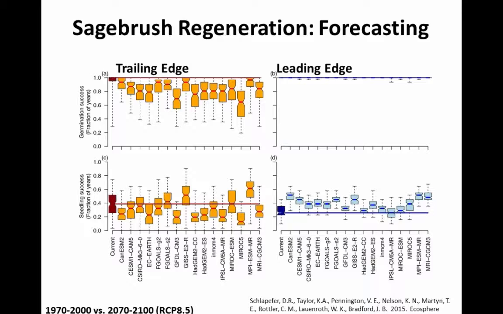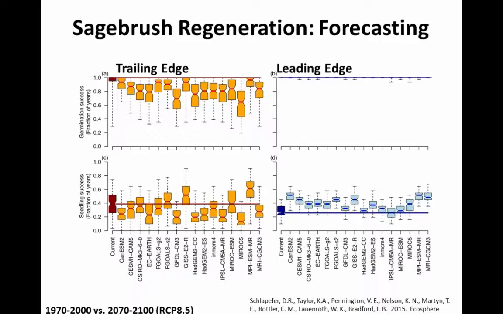The different bars are different climate models, with the dark bar being the current conditions for each one, and then this line drawn across is the average of current conditions to provide you with a metric to compare all these different future climate models to the current conditions. So what does this suggest? Let's start with the trailing edge.